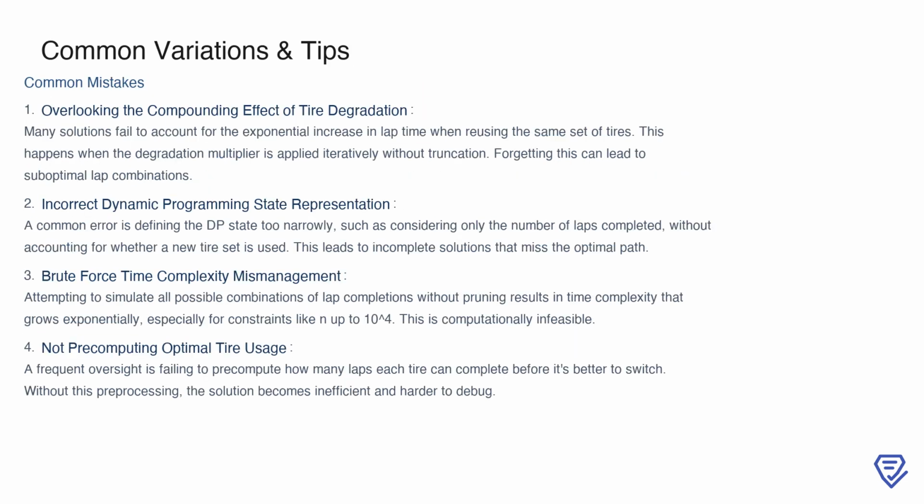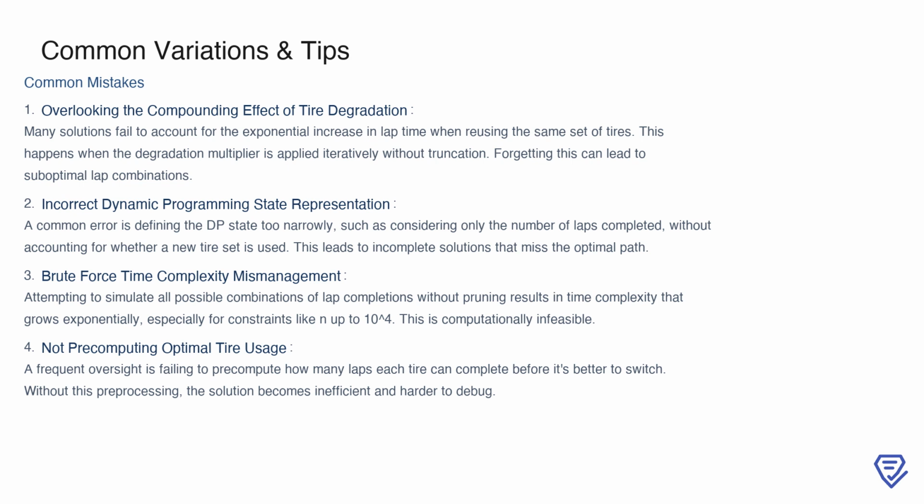One common mistake when solving this problem is neglecting the compounding effect of tire degradation. As tires are reused, their performance decreases exponentially, and if we fail to account for this iterative degradation correctly, it can lead to suboptimal lap time combinations. Another frequent issue arises in the definition of the dynamic programming state. If the state representation is too narrow, such as only tracking the number of laps completed without considering whether a new set of tires is used, the solution may miss key transitions in the optimal path.